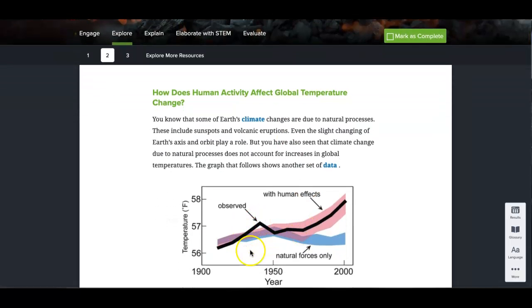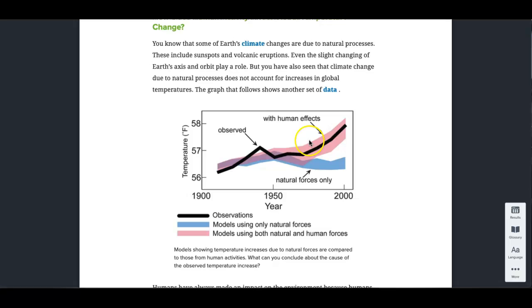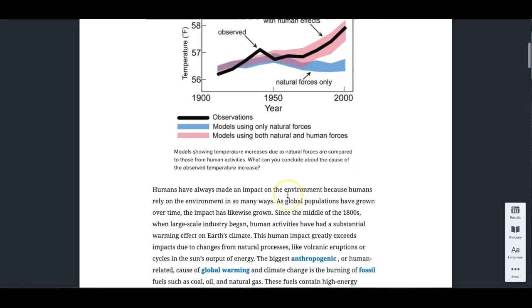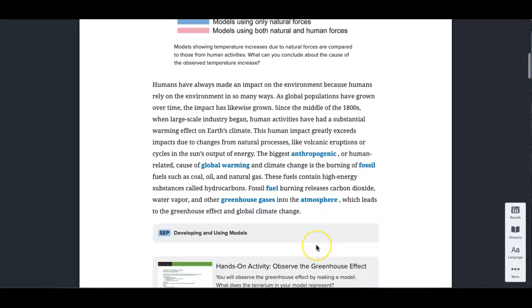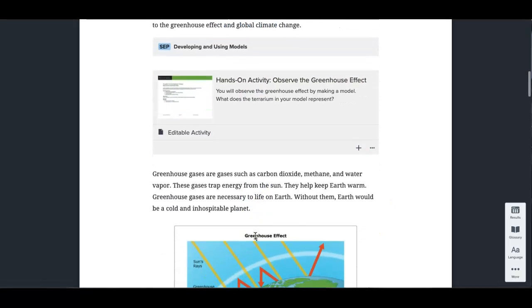So read this. This graph should look familiar to you. We looked at a very similar one in class. This one actually says human effects observed and models using just natural forces. So check that out, see how it's different than the one we looked at. There's some more words for you. You can skip this hands-on activity. We're not going to be doing that.